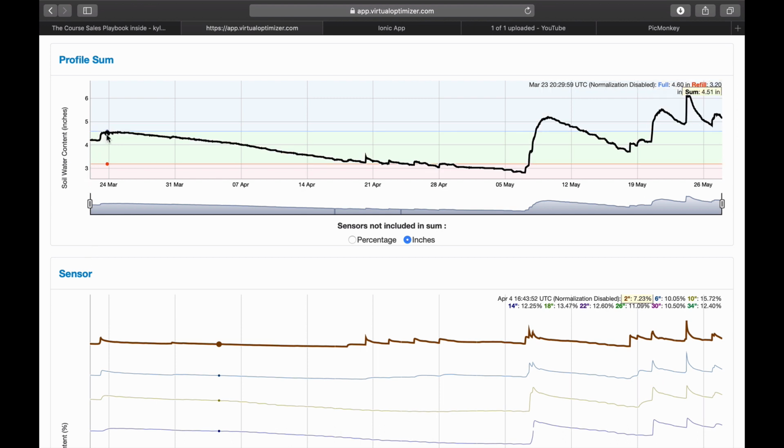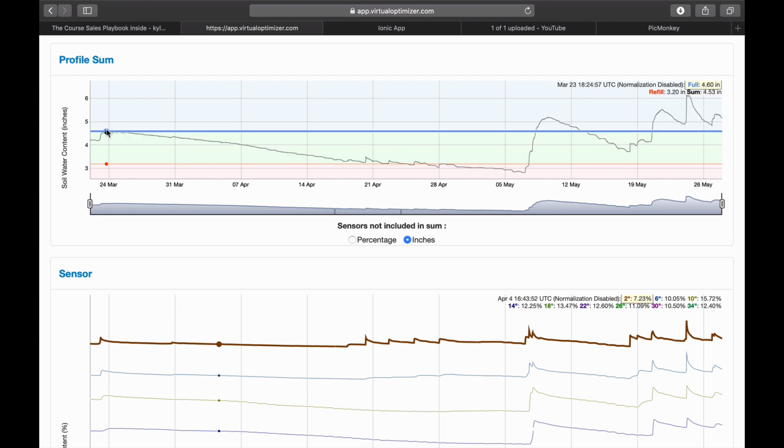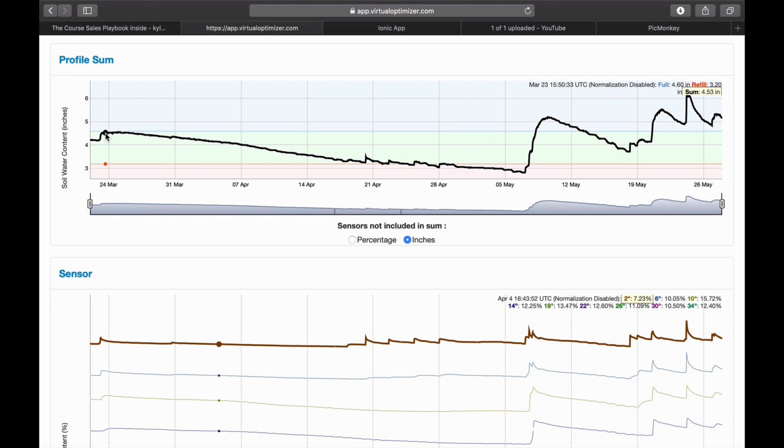We put this sensor in the ground on March 22nd. We had a small rain event and we set our full point at 4.6 inches. Now, being it was March, it was not using a lot of water because it was cool, and the plants were just slowly drawing water for about 30 days.